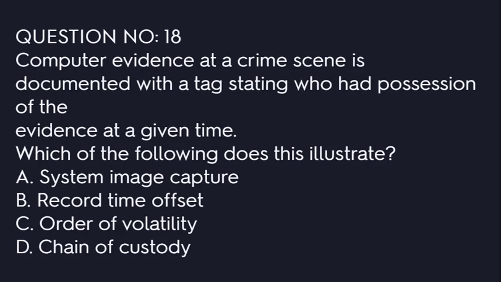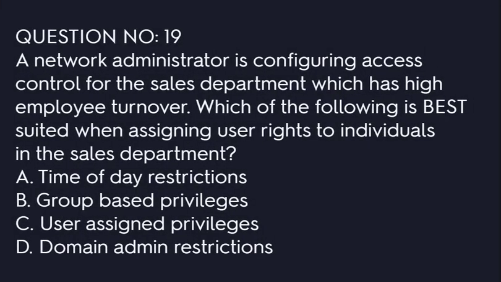Question 18. Computer evidence at a crime scene is documented with a tag stating who had possession of the evidence at a given time. Which of the following does this illustrate? A. System image capture. B. Record time offset. C. Order of volatility. D. Chain of custody. D. B.